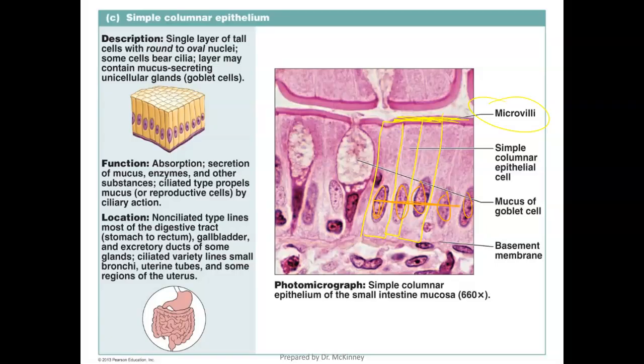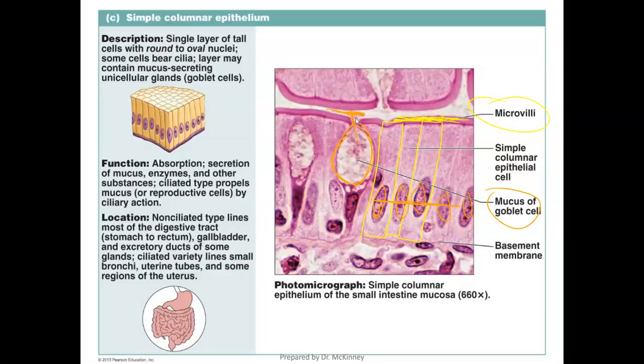And depending on where the simple columnar is depends on what's going to be secreted. So, for example, in the stomach, you have simple columnar that's going to secrete mucus, and you're going to have some enzymes too that are going to be secreted in the stomach. In the intestines, you will have various enzymes. You'll also have mucus too. So a lot of times you'll see goblet cells. So if you see this structure here, this is a goblet cell, and goblet cells will secrete mucus to keep the lining lubricated.